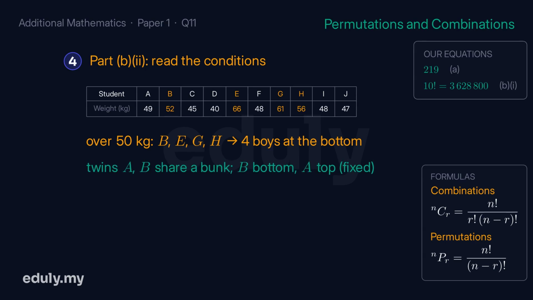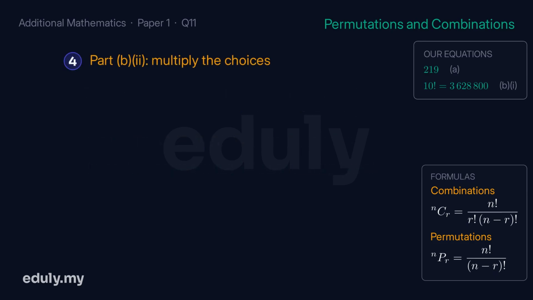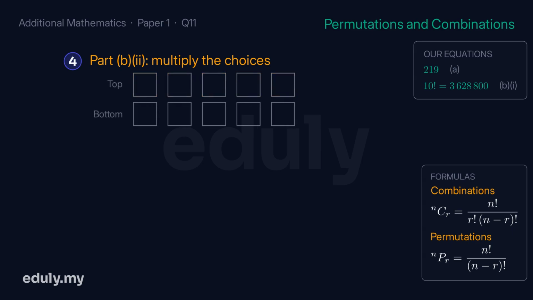Next, the twins A and B must share a bunk. Since B is over 50, B takes the bottom and A the top of that same bunk, so their 2 spots are locked in. Now we count, 1 stage at a time, then multiply. Stage 1, which of the 5 bunks do the twins take? 5 choices. We drop A on top, B below.